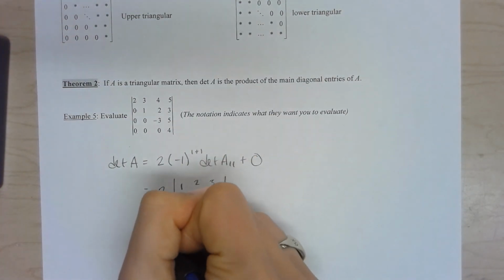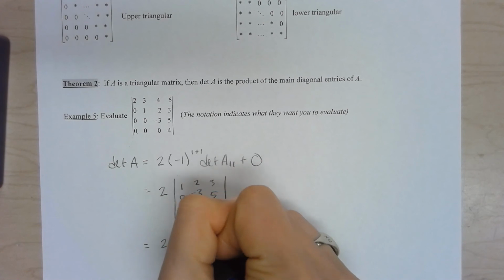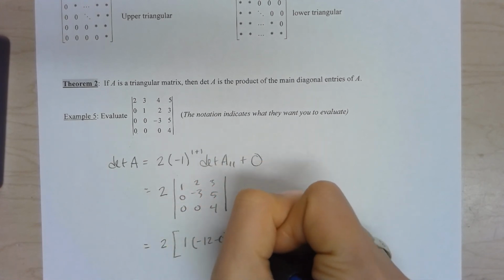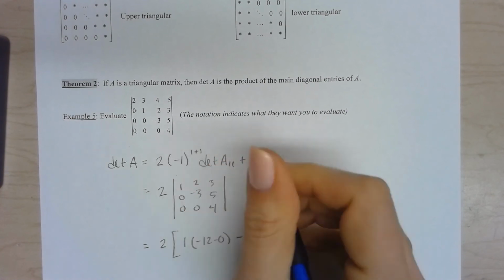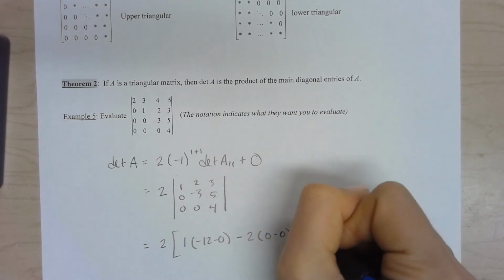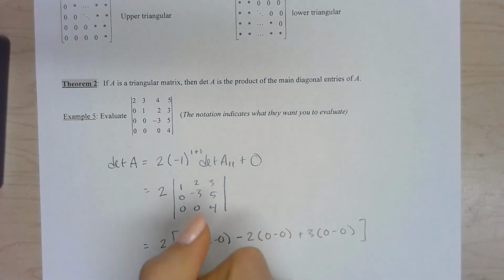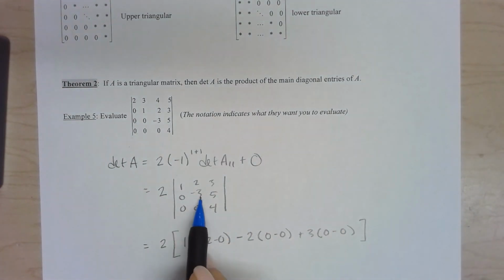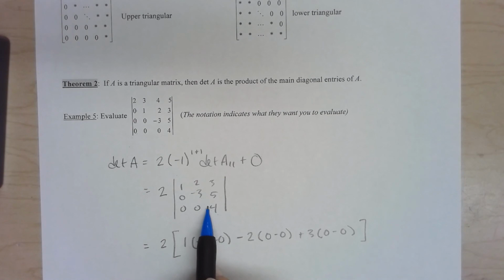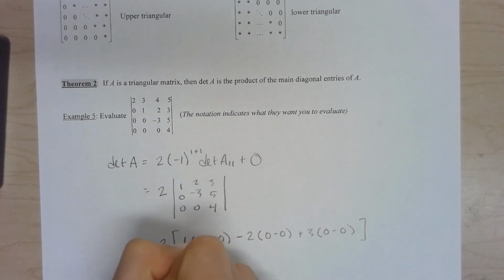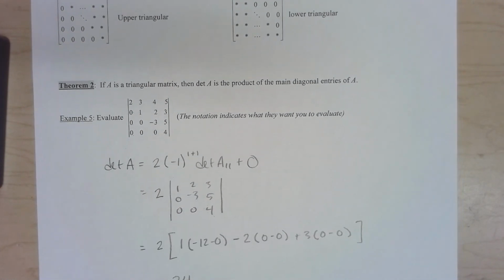So I'm multiplying 2 times 1 times negative 3, so negative 12 minus 0, minus 2 times 0 minus 0, plus 3 times 0 minus 0. So again, I ended up only multiplying these two numbers. Those were the most important. And I multiplied them by 1, and I multiplied that by 2, which was all the entries along the diagonal. So this gives me negative 24.